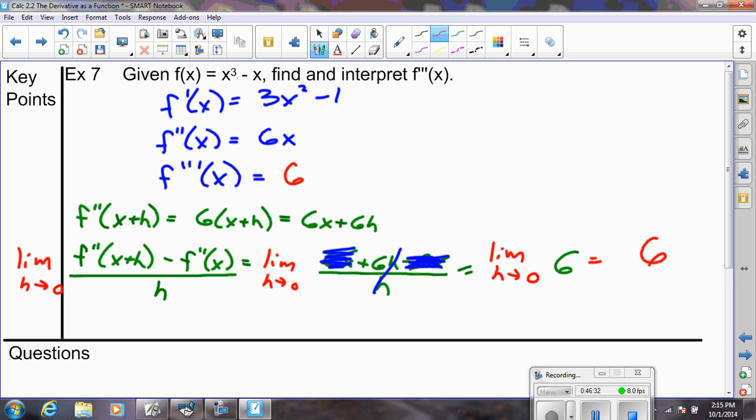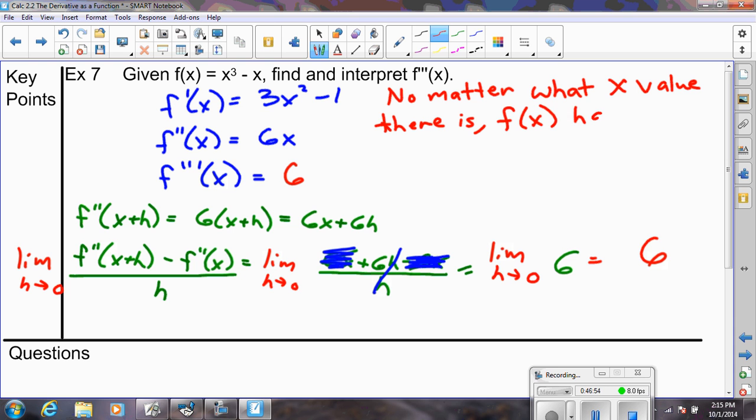Okay, we found it. We need to interpret it. Notice that this is a constant number, 6. No matter what x value there is, f of x has a jerk of 6, because it's a constant. It never changes. The jerk will always be 6. Doesn't matter beginning, end, it's just constant.